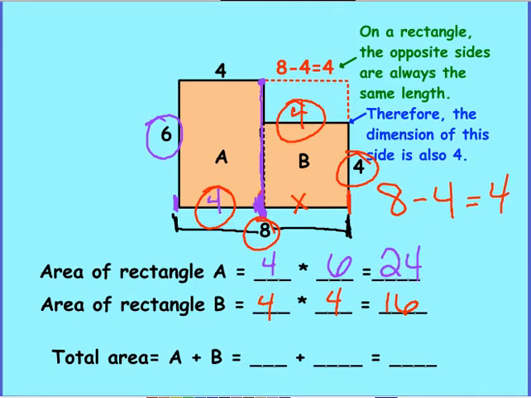Then what you do is you take your two areas. So the area of A was 24, the area of B was 16. And you add them together because that's what you're doing with your figures. You added them together and you get 40.